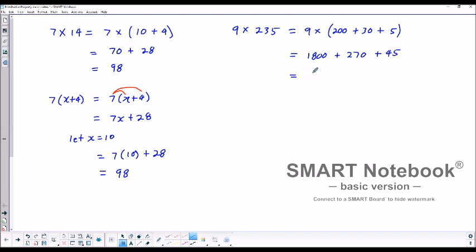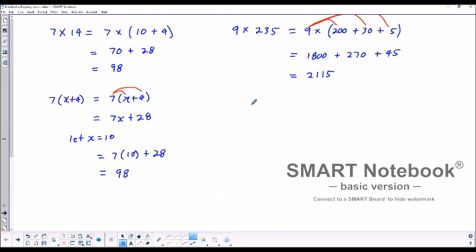And then if we add all those together, what do we have? We get 2,115, if I'm not mistaken. I might be mistaken. I apologize if I mess that up. So that's how we would multiply 9 times 235. You could basically do it in your head if you were to separate it into 200 plus 30 plus 5. We're just distributing that 9, multiplying by 200, by 30, and by 5.